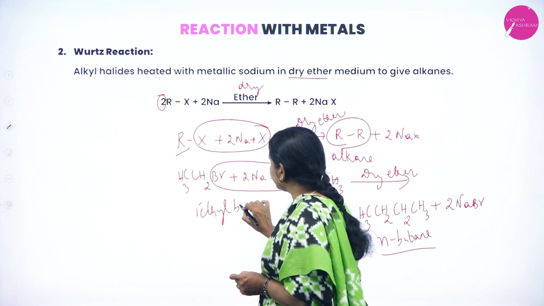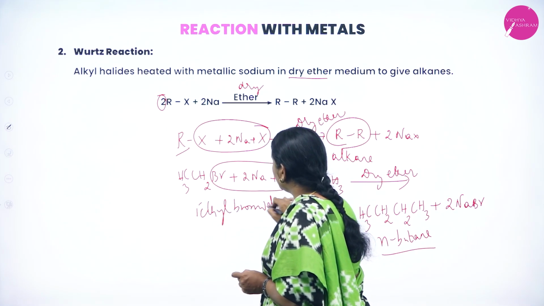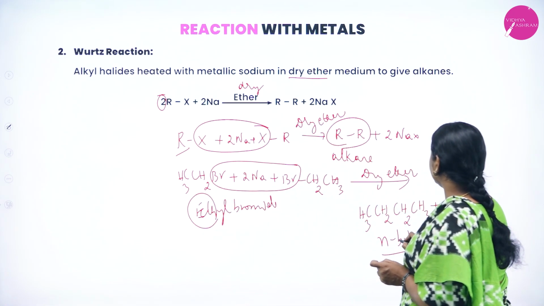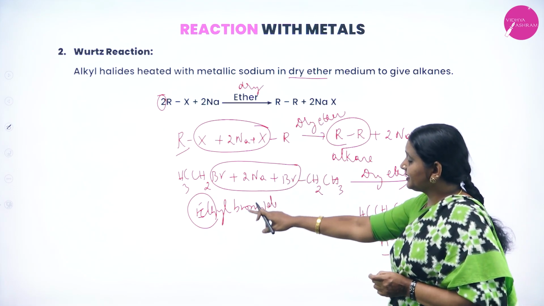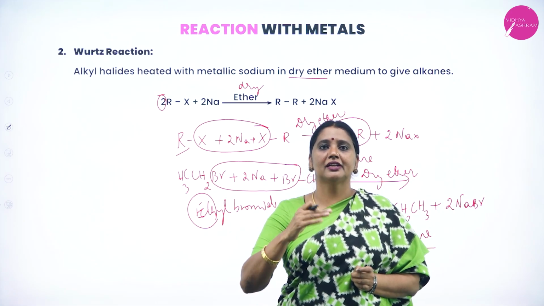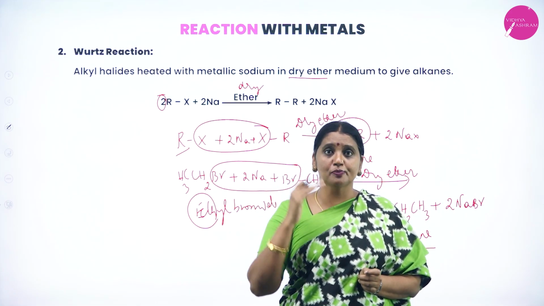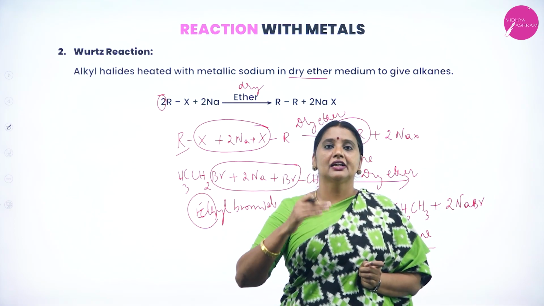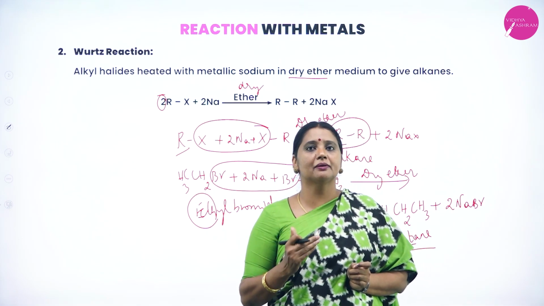Here the compound is ethyl bromide. The root word is eth. So when it is eth, the root word will double and become but. When propyl is used, the alkane formed is double, hexane. When you use butyl, the double will become octane. When you use pentyl, it will become double, decane.